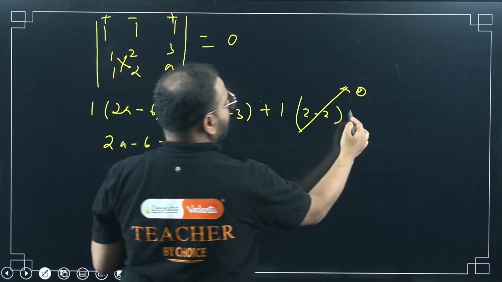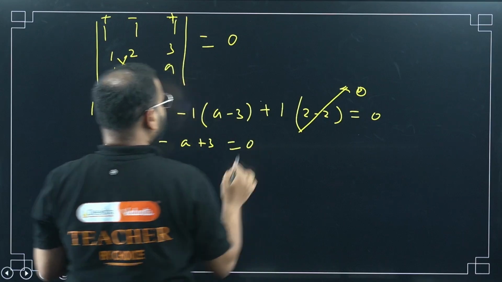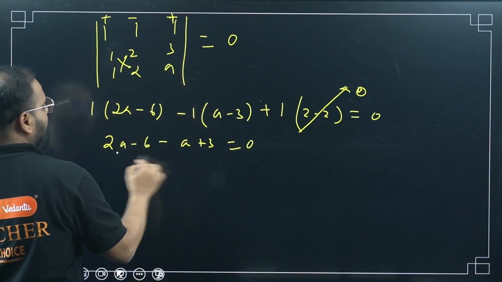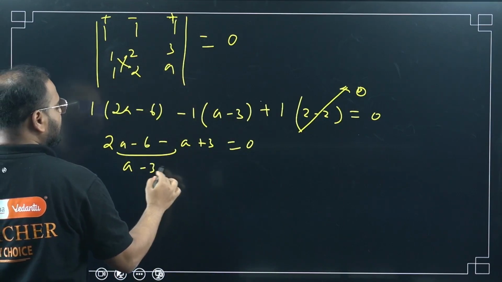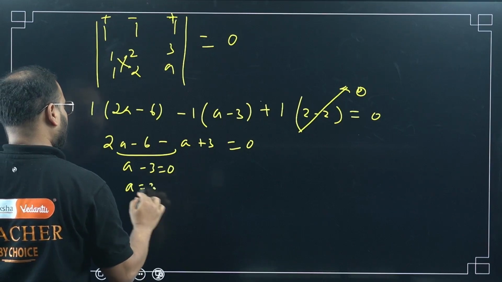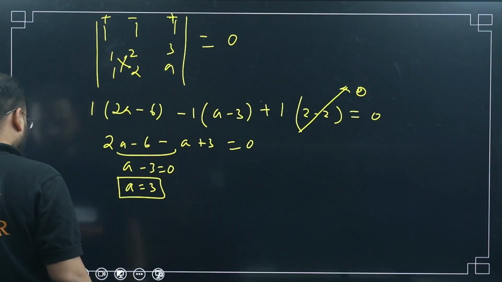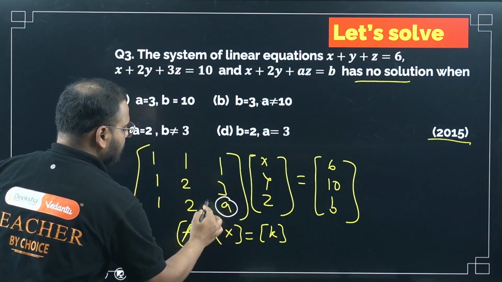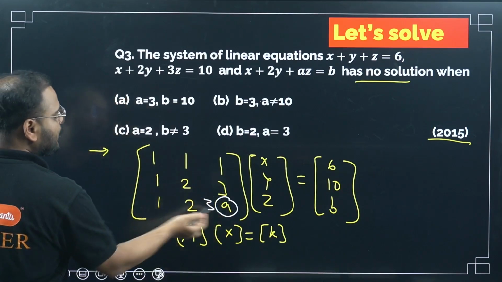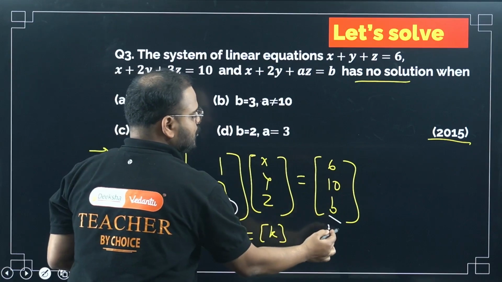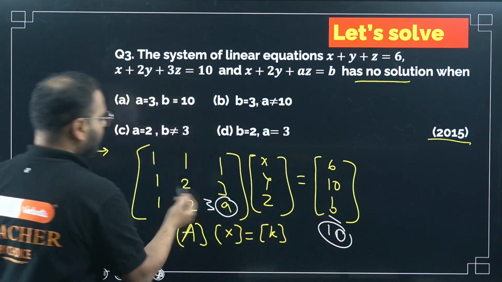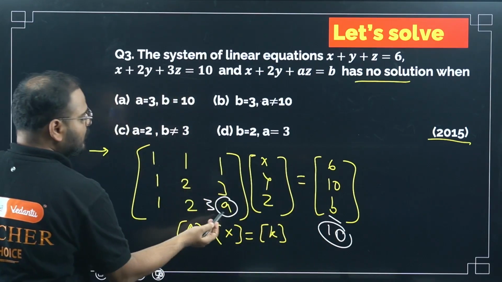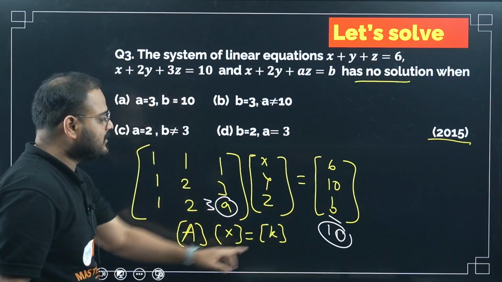And this whole thing should be equal to 0. Please cross check. I'll have A minus 3 equal to 0. So simply A equals 3. Please cross check here. This is coming as 3. Now please check 1, 2, 3. It means this B always has to be 10. Same equation: 1, 2, 3 equals 10. So this A is 3 means this B has to be 10.